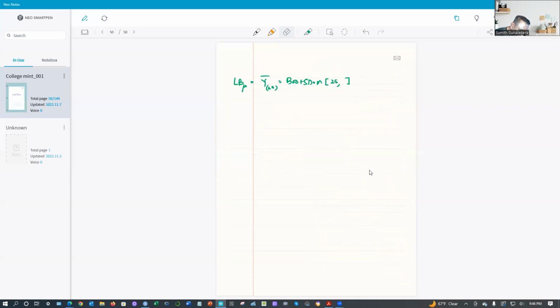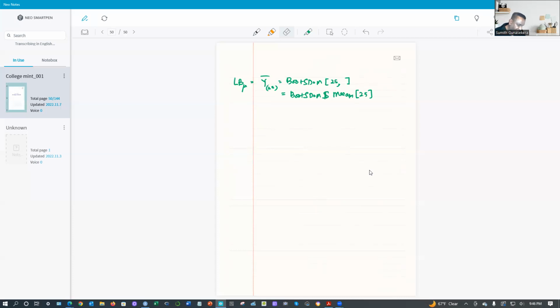If you go to boot, sampling distribution, and then go to means, then you don't need that vector, that matrix form. That's how you're going to get it.